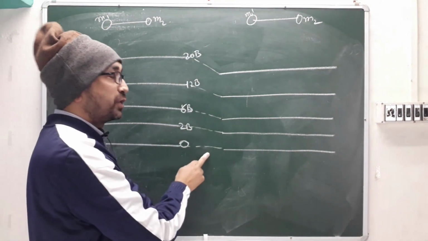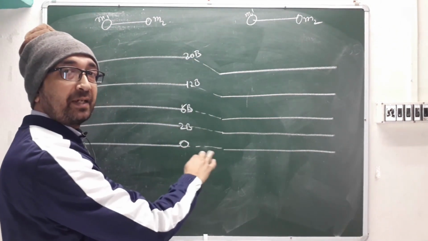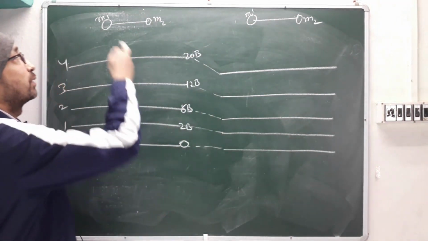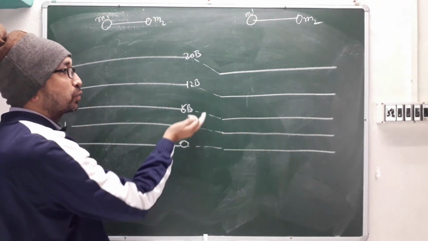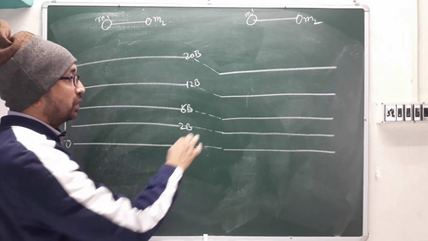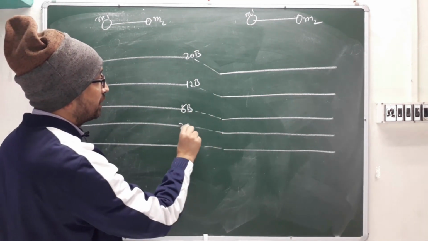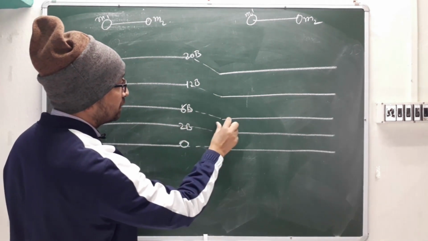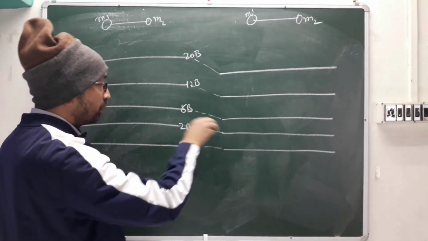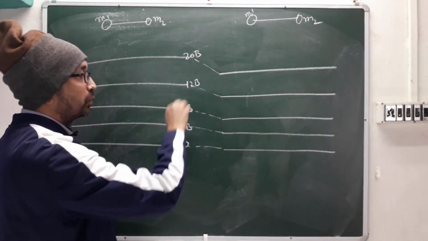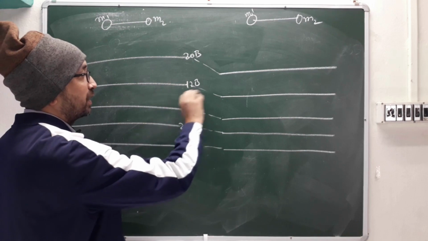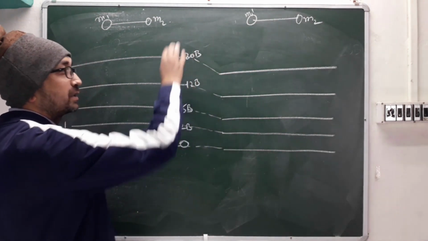In 0, both will have the same energy level, whether it's the isotopic one or the normal one. But as you go to larger J values, the difference is more. See, here the difference is a little bit, here the difference is more. This is down and this is up. This one is a further lower energy level, this is the upper energy level. This is again a lower energy level, this is the upper energy level.